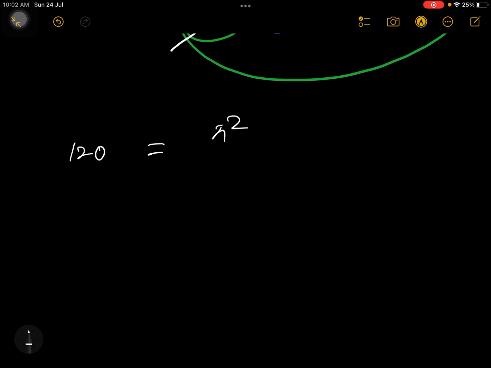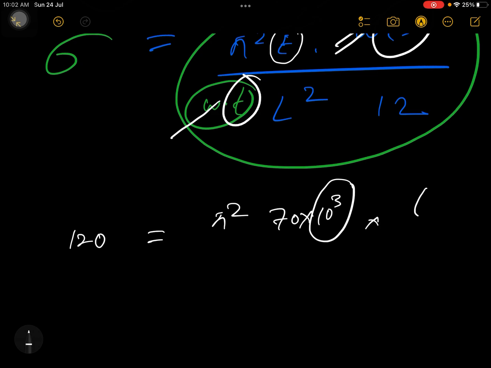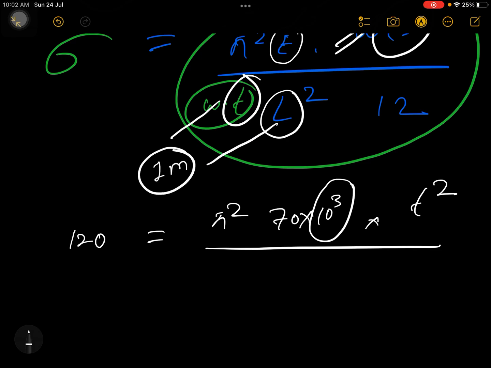Then pi square E value is 70 into 10 to power 3. Why 10 to power 3? Because I'm converting to megapascal. Now you can see T cube is there and one T is there, so I can cancel and write T square. Now divide by L square. Here you may make a mistake: in a hurry you may put 1 meter. Guys, don't make the same mistake. You have to put it in millimeter, so L should be 1000 millimeter, squared, into 12.